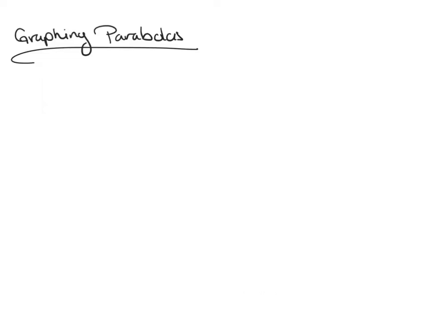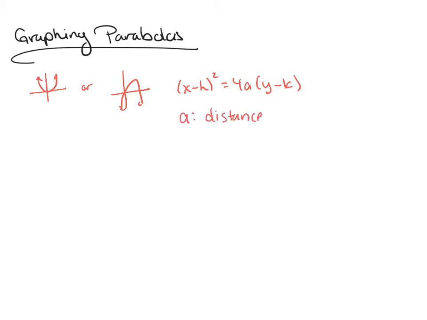So for graphing parabolas, the things that you want to remember are if they open up or down, we have x minus h squared equals 4a times y minus k, where a is the distance from the vertex to the focus and from the vertex to the directrix.